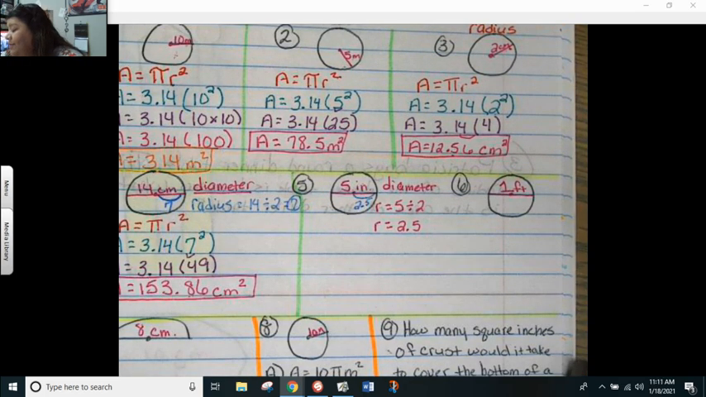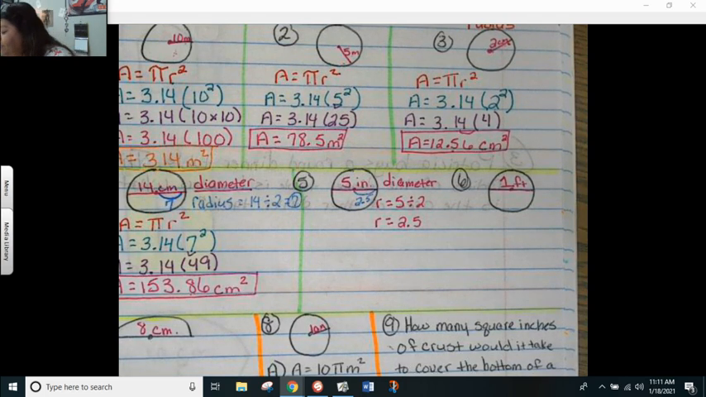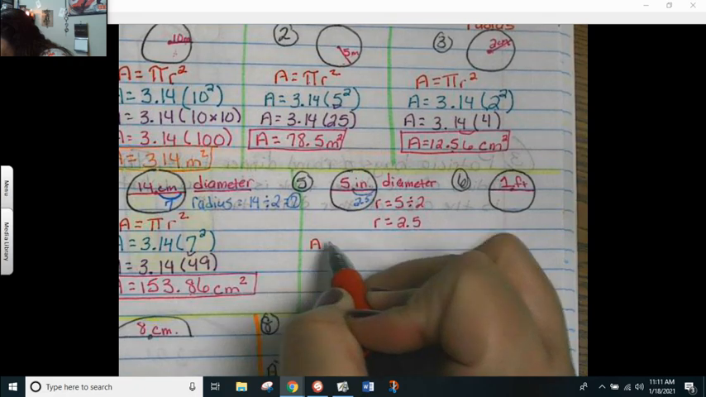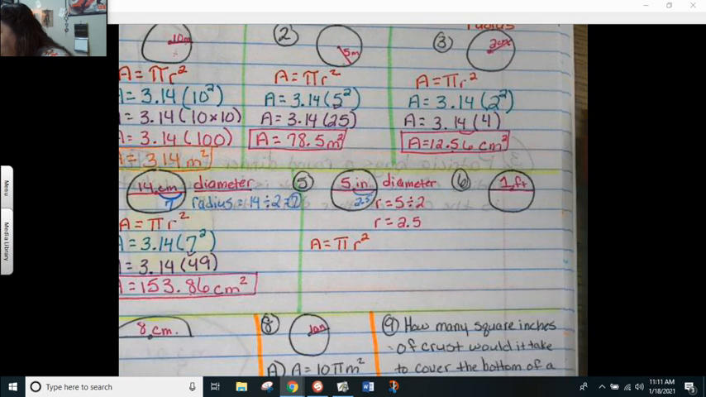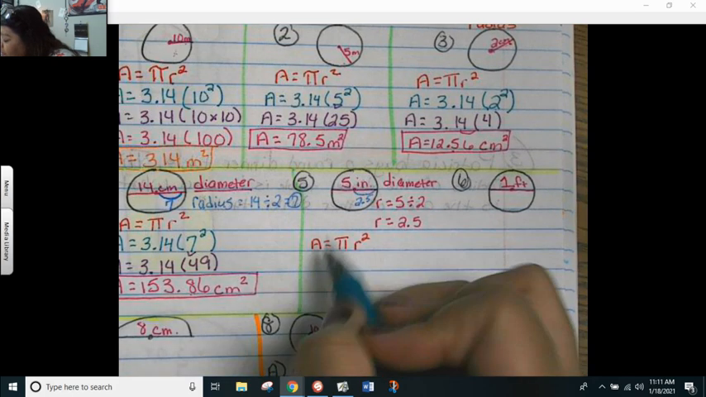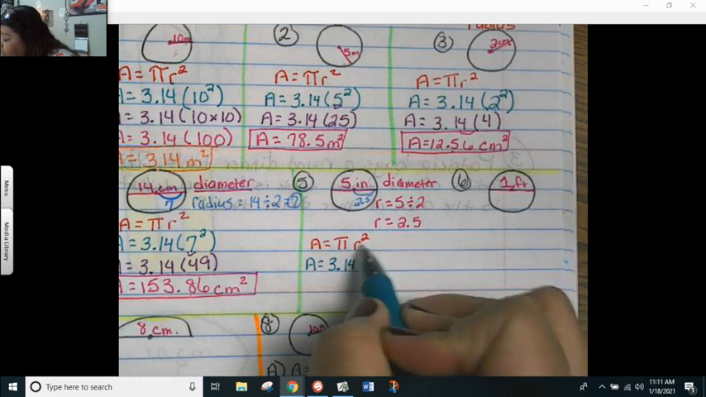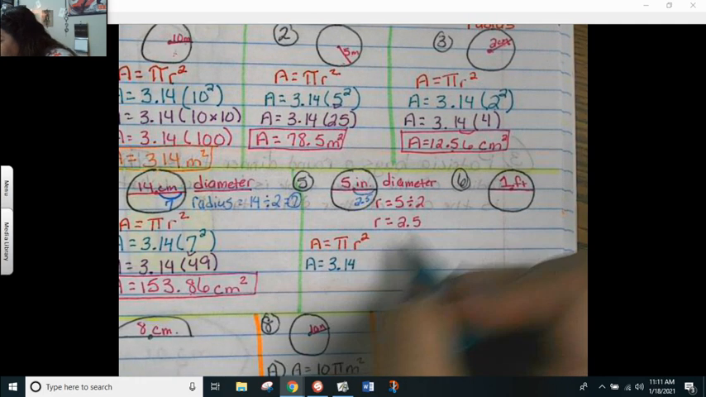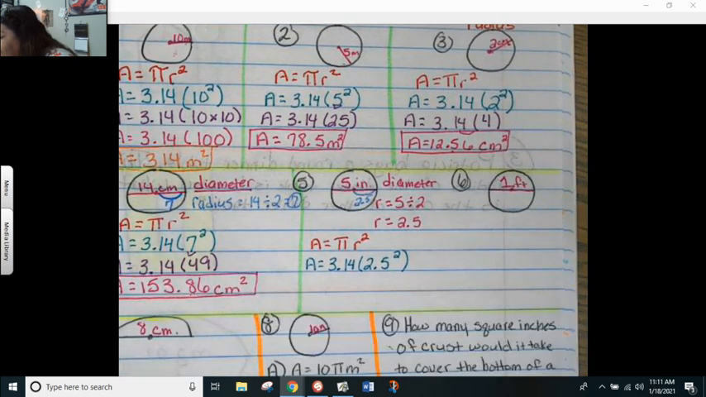So now that I have the radius, now I can go into the formula because I cannot use that 5 in my formula, okay, because it's the diameter. So let's go ahead and write down the formula. A equals pi times the radius squared. That's on your formula chart. We can't change it. That's the way it is, okay? So now I'm going to go ahead and plug in my numbers. Pi is 3.14. The radius we figured out is 2.5. So 2.5 squared. Okay, squared on that one.